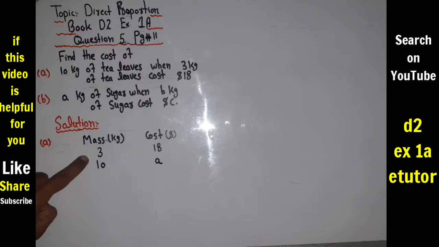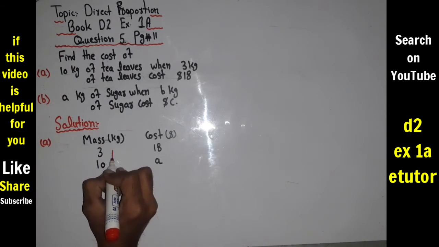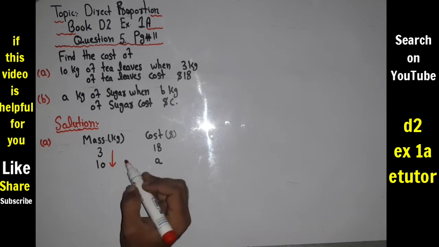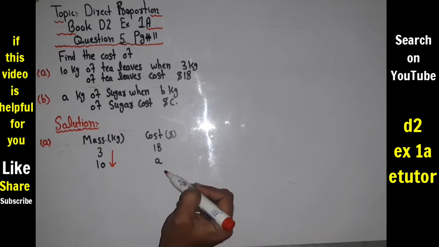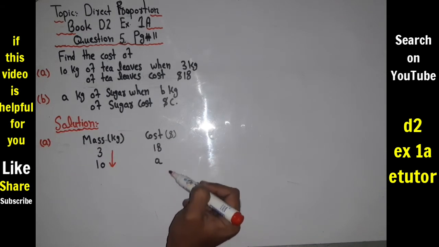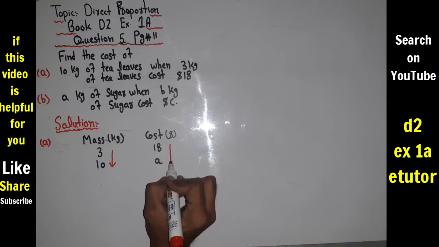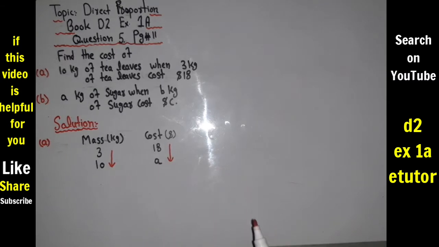As I have explained in question number 1 and 2 of this exercise, this quantity is increasing, so we will draw the arrow in downward direction. If this quantity is increasing, mass ज़्यादा होगा तो cost भी ज़्यादा होगी. So this quantity is also increasing. ठीक है? So we will draw this arrow also in downward direction.